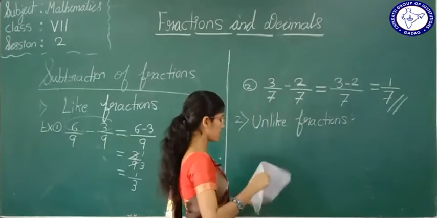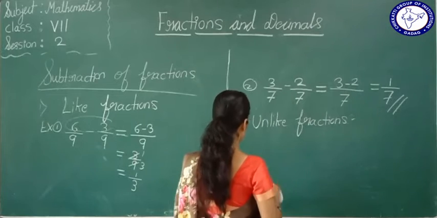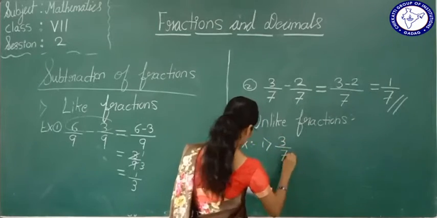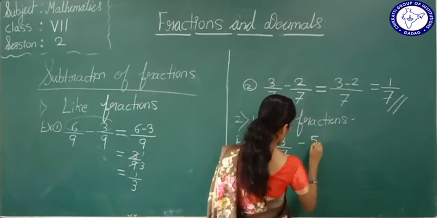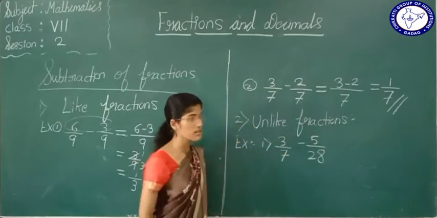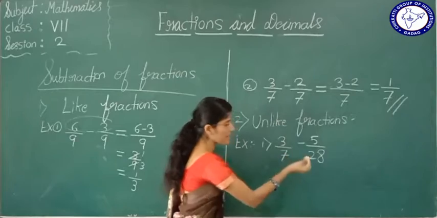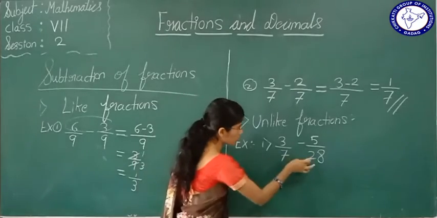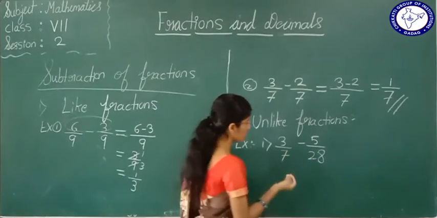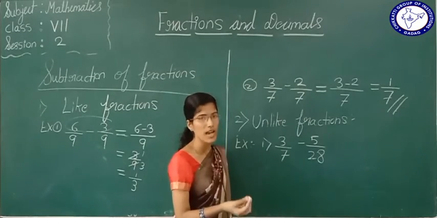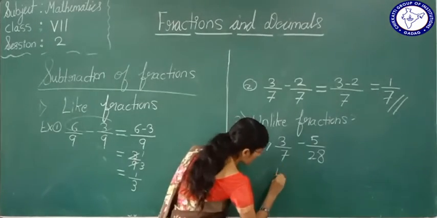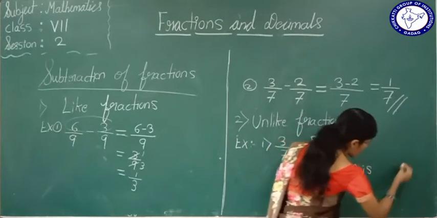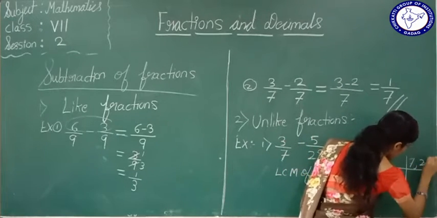Okay. So here I will give one example. See example number 1. 3 by 7 minus 5 by 28. Now see students, how to subtract this unlike fraction. How we did in addition of unlike fraction? Same thing. First you convert this into a like fraction. To convert this into a like fraction, what we have to do? We have to take the LCM of the denominators. See here, LCM of 7 and 28. What is the LCM of 7 and 28?